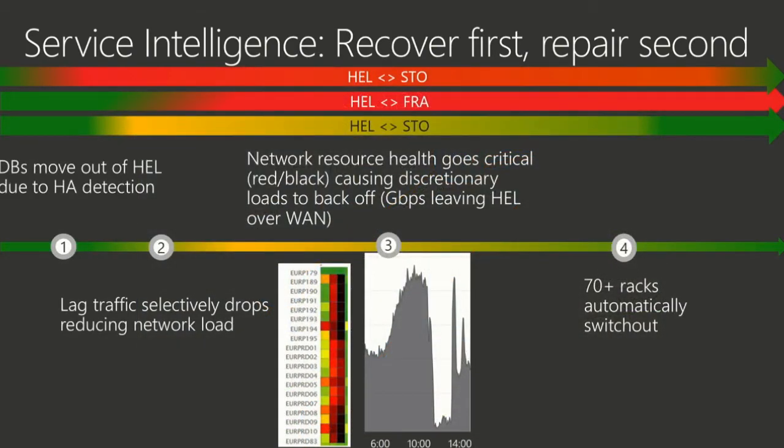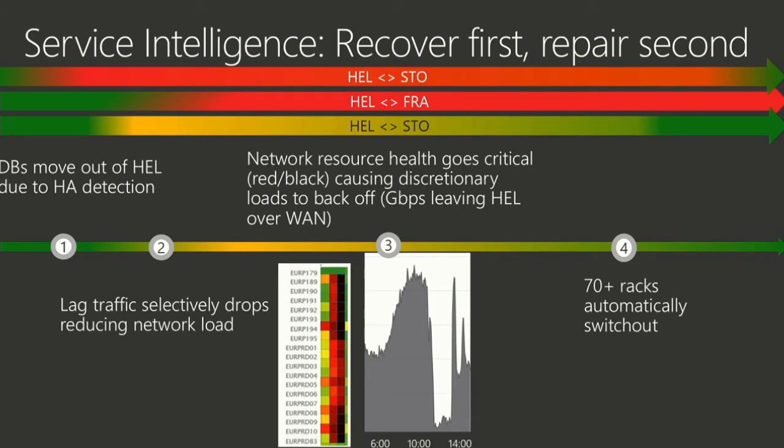So in this graph, the top line represents one of the Helsinki to Stockholm links that was cut due to road construction, and that was repaired within a day. The second link was Helsinki to Frankfurt, and that was a submarine cut that took weeks to fix. The remaining Helsinki to Stockholm link started taking on all the load from the other links, and it wasn't designed to handle that much, so we started to see some network health degradation.